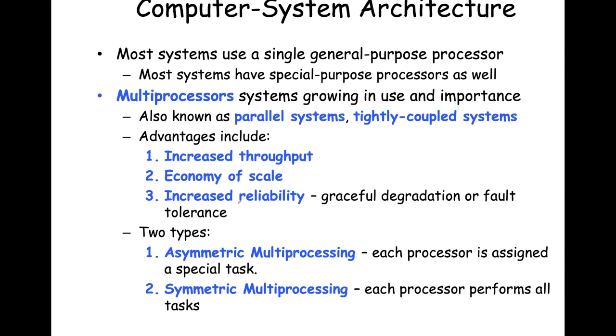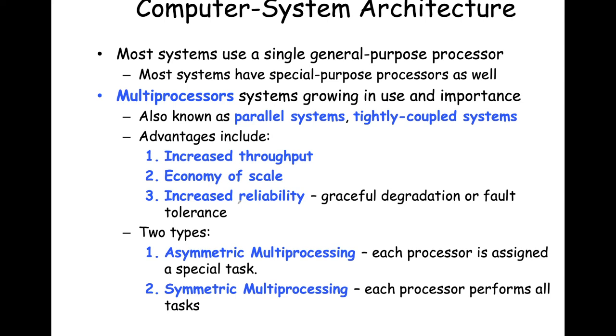There are two major flavors of multiprocessing. One is so-called asymmetric multiprocessing, and the other is symmetric multiprocessing. With asymmetric multiprocessing, each processor is assigned a special type of task. So imagine every time you had an addition or subtraction problem, arithmetic, it would be sent to one processor. Every time you had a floating point operation, it'd be sent to another processor, right? So each processor is a specialist, depending on the type of operation. That's an asymmetric multiprocessing system.